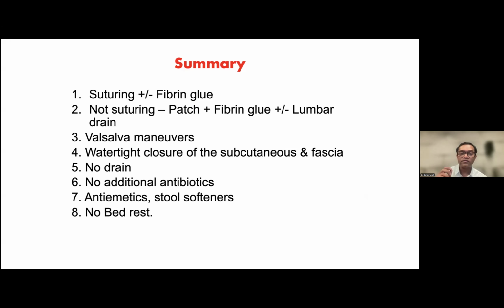Watertight closure of subcutaneous and fascia is very important. Especially when you have a dural tear, make sure you do a double-breasted or a double-layered fascial closure, because if you can contain the CSF within the fascia and the wound heals, you can develop a pseudomeningocele. Not all pseudomeningoceles need repair, and you can get away with just a CSF leak.